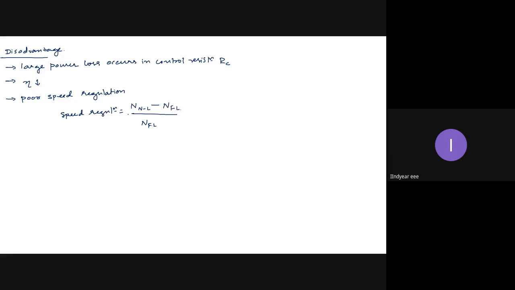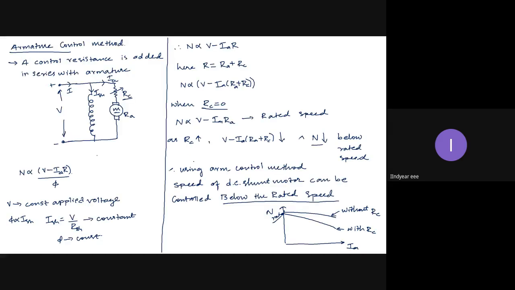So the speed regulation is poor if I use this method of speed control, because there is a large variation of speed below the rated value. Why does large variation occur? Because this IA is large.